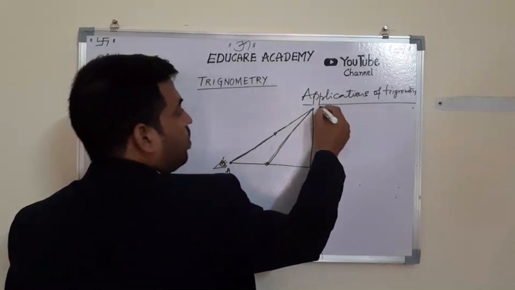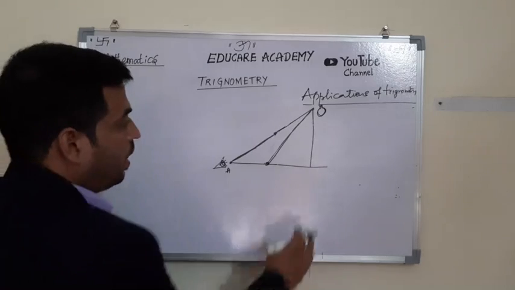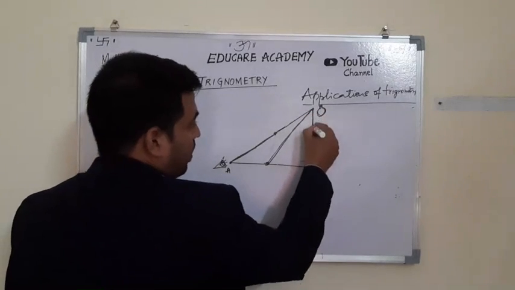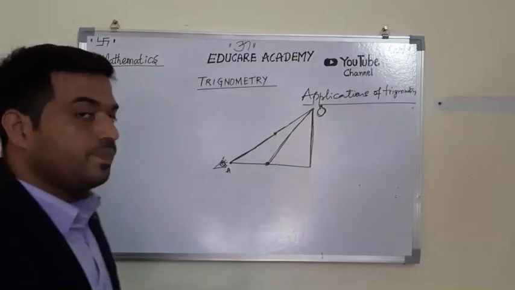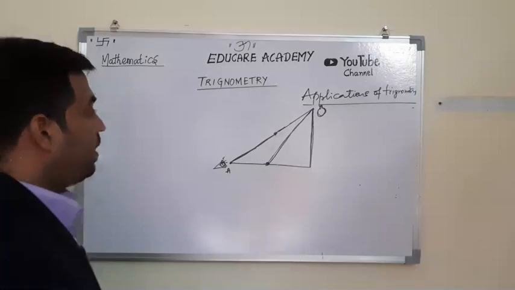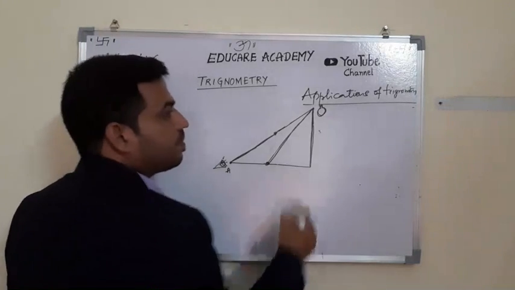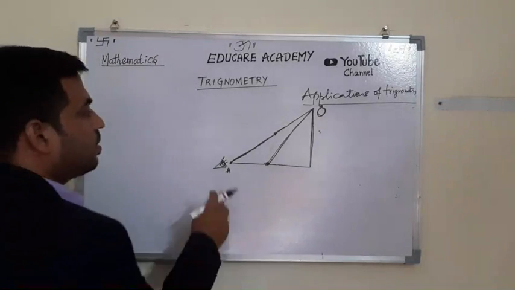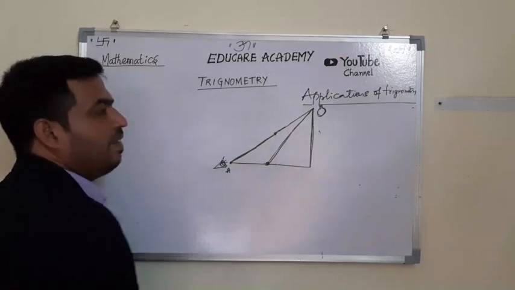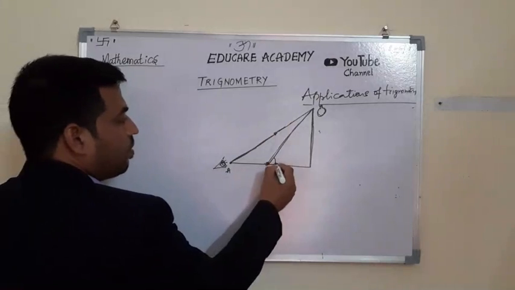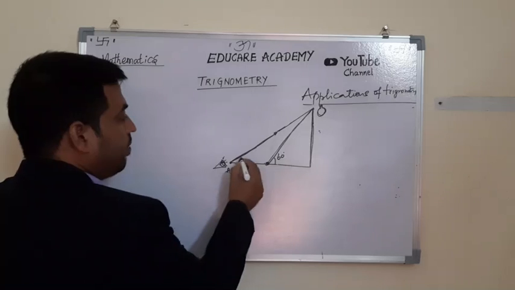So this is a balloon, and this is the perpendicular line. Our problem is related to this only. Now I have to find out this side. What is this side and this side? Now the balloon rises from a certain point to some other point with an elevation of here 60 degrees and here 30 degrees.